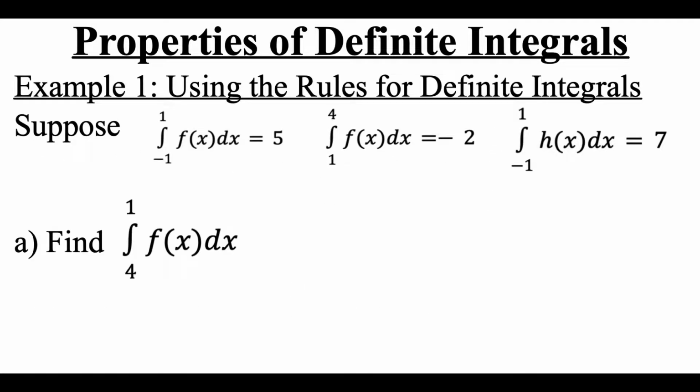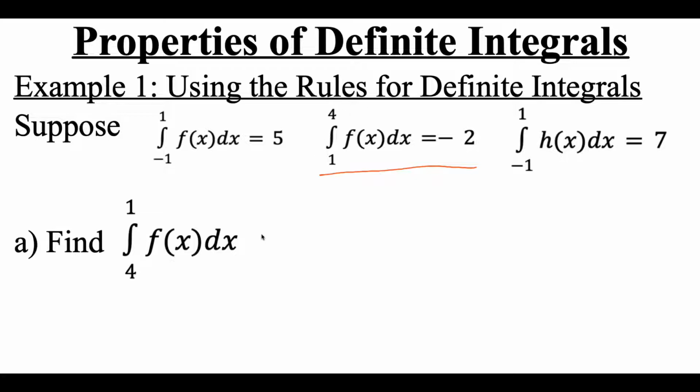So just looking at a few quick examples of using some of these properties, we are given some integral values and we want to use one of them or a combination of a couple of them to help us evaluate a different integral. So we want to figure out the integral of our function f of x from 4 to 1. Well, the part that's going to be important is this middle piece up here. We know that the integral of our function from 1 to 4 is -2, but the order of the integral is written in the opposite direction. This is going from 4 to 1. This integral goes from 1 to 4.